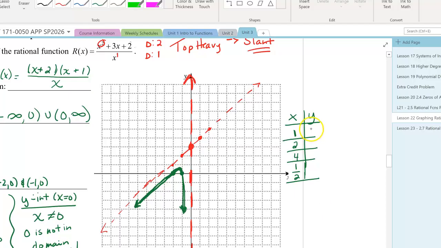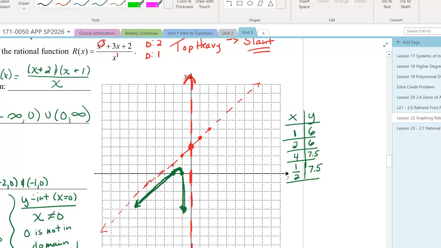When you plug in 1, you should get 6. You'd have 1 plus 2 is 3. 1 plus 1 is 2. 3 times 2 is 6. And 6 divided by 1 is 6. When you plug in 2, you actually get 6 again. When you plug in 4, you get 7.5. And when you plug in 1/2, you get 7.5.